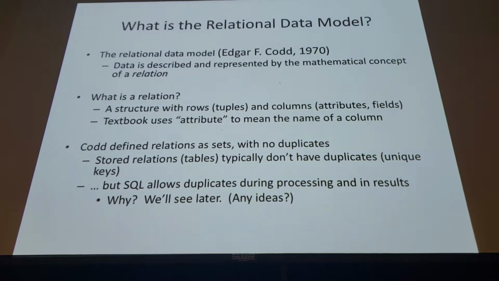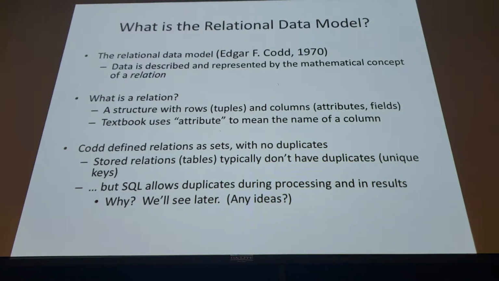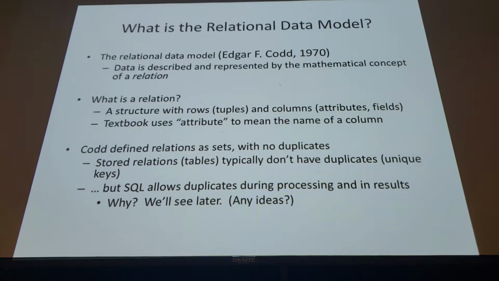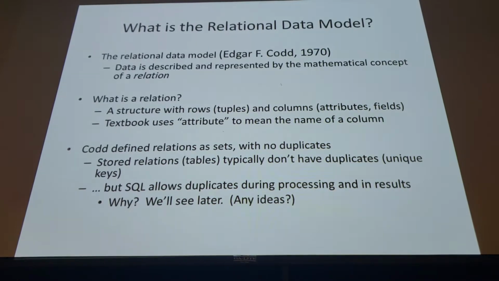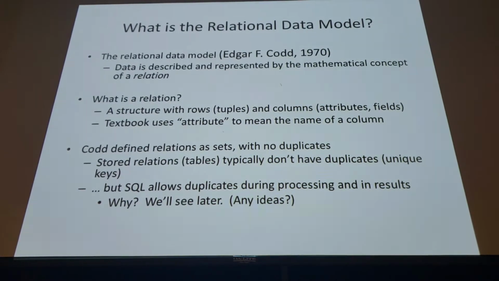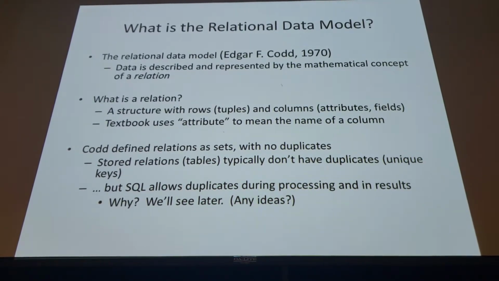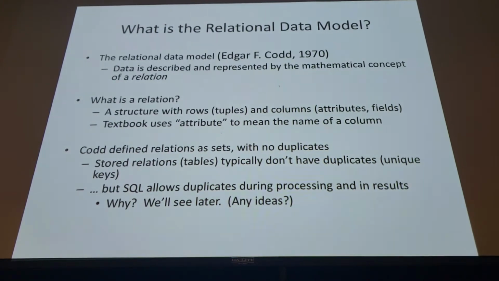When Codd defined the relational model, he liked sets. He didn't want duplicates. He hated duplicates. And when you store relations in tables and databases, there typically aren't duplicates because there are keys that uniquely identify, like a student ID. But SQL actually does allow duplicates during processing.